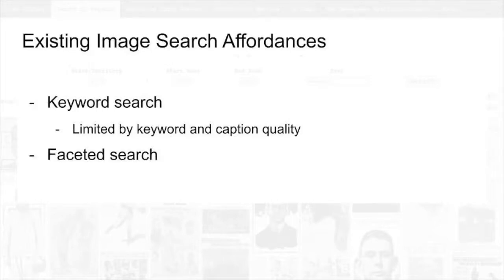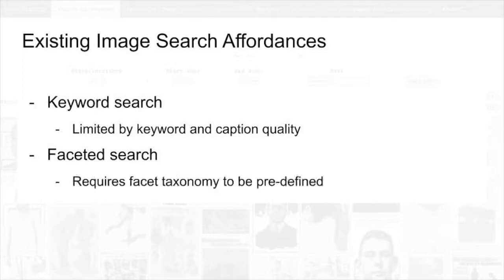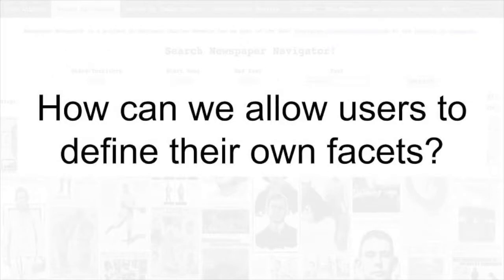Though faceted search provides an alternative by enabling users to filter and sort images according to metadata facets that describe images across many different dimensions, it requires the facet taxonomy to be predefined and the image collection to be pre-annotated. These facets may not align with the user's search needs. How can we allow users to define their own facets?